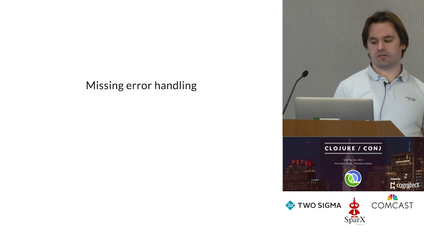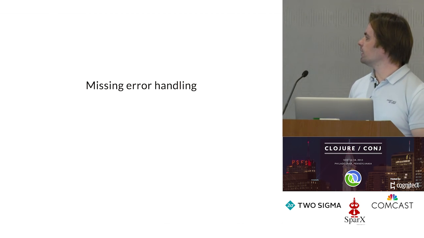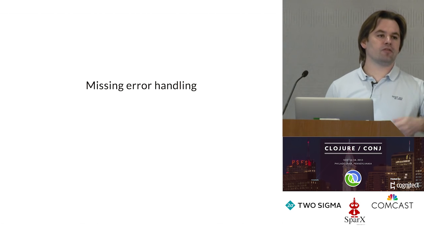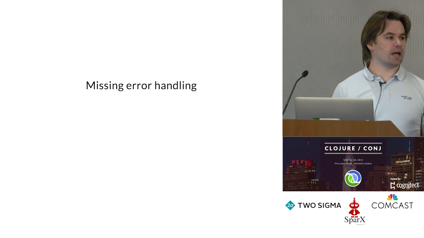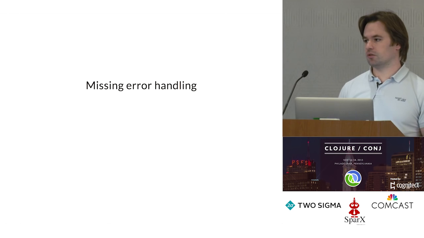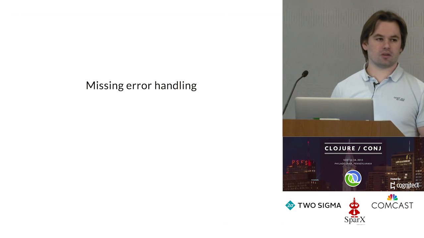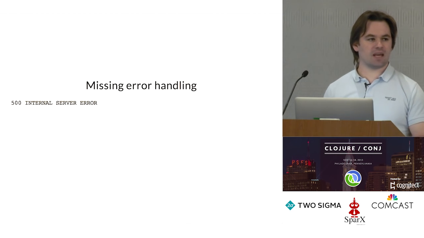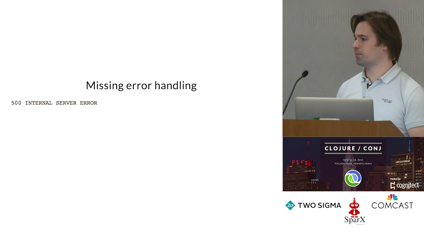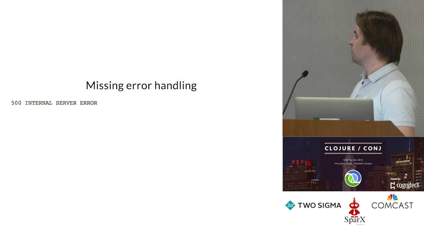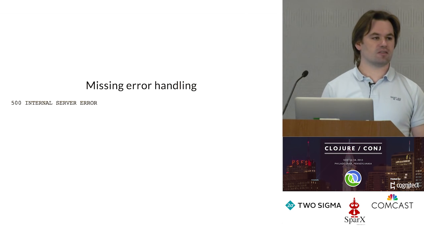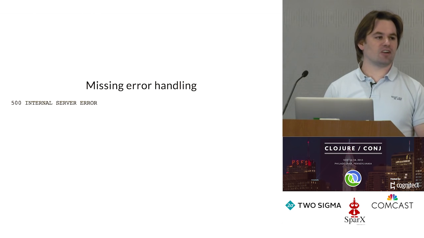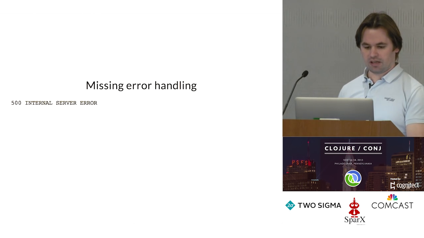Another case of an incomplete API is missing error handling. The default might be that your library, or the library you use, simply throws an exception. And for Liberator, this meant that users were presented with a nice HTTP status 500 internal server error. While this is semantically correct, it's not very helpful, at least to the application developer.